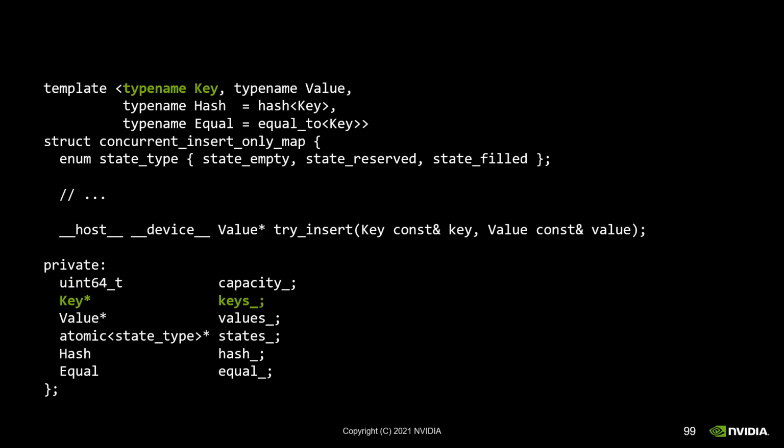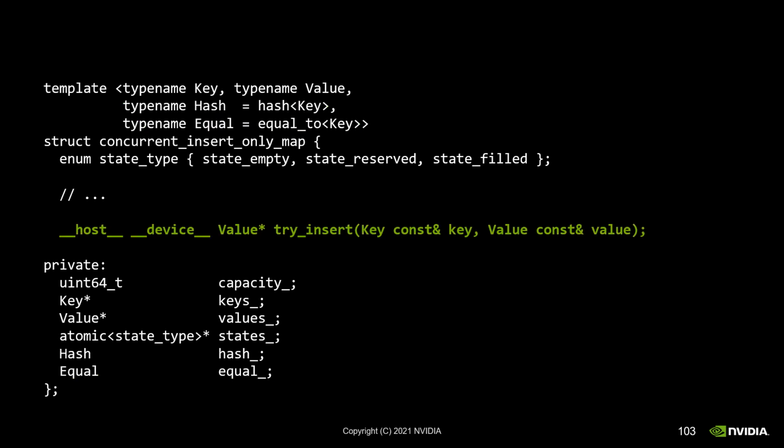Keys are stored in one array, and values are stored in another array. Each slot has a state, which is updated atomically. The state of each slot transitions from empty to reserved to filled. No other transitions are allowed. Once a slot has become filled, it can never change to another state. We have a function object for hashing keys, and another one for comparing keys for equality.